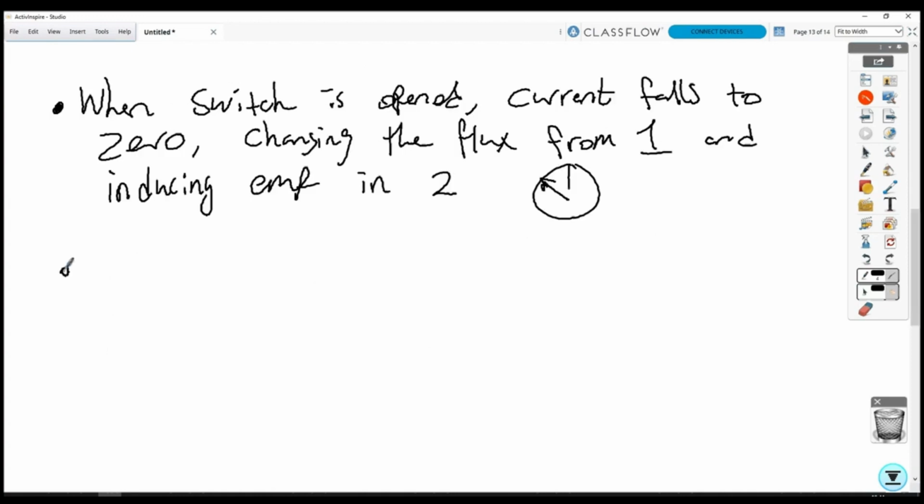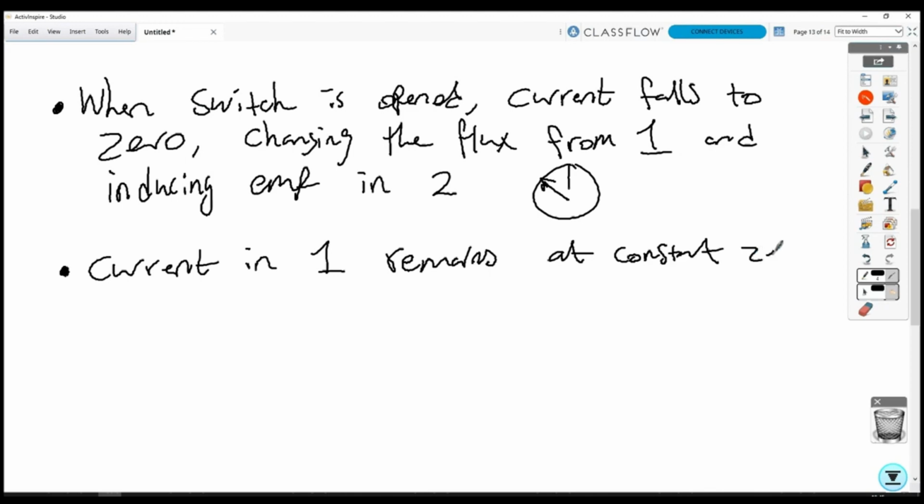Now that the current is 0 in coil 1, there is no flux being generated by coil 1, and hence there is also no flux linkage in coil 2, and there's also no changing of flux linkage. So if there's no rate of change of flux linkage in coil 2, then there's no induced EMF, and our galvanometer then returns back to reading 0 again.